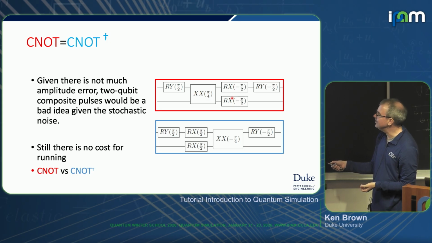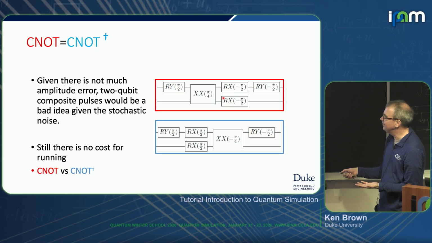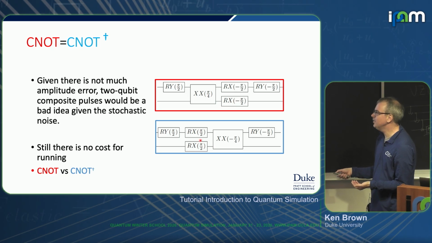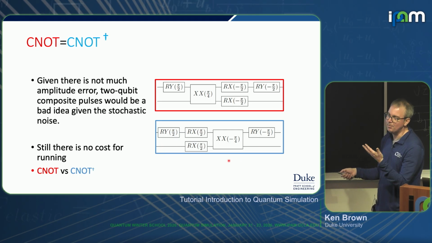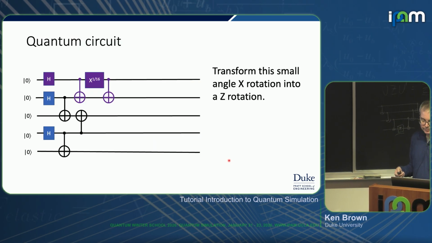Then I have some annoying phases. I clean those annoying phases up with these two Rx rotations. But now I can do exactly the same thing. I just take the conjugate of C-not, and now I have C-not dagger. And what's neat about it is if I only have stochastic errors, the cost of running this in time and pulses and power is the same. So let's think about where it might be useful.